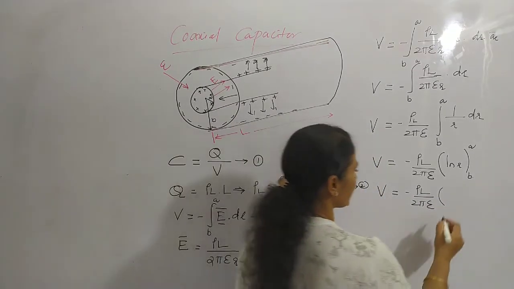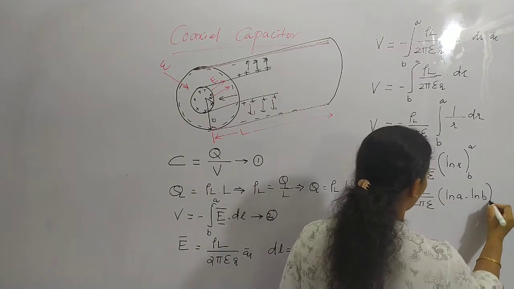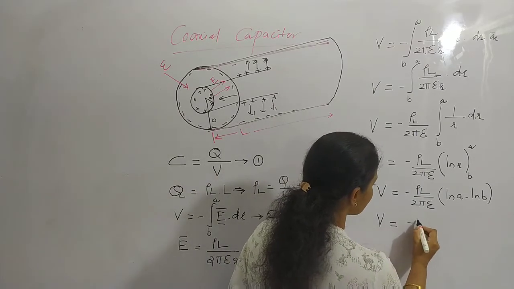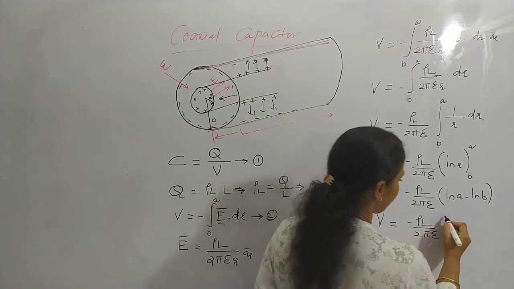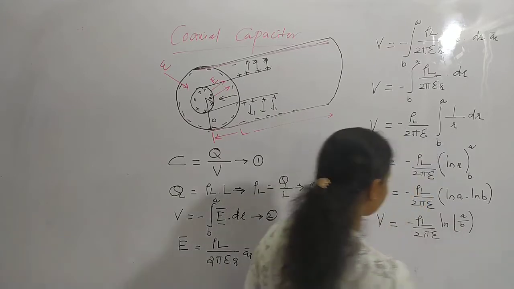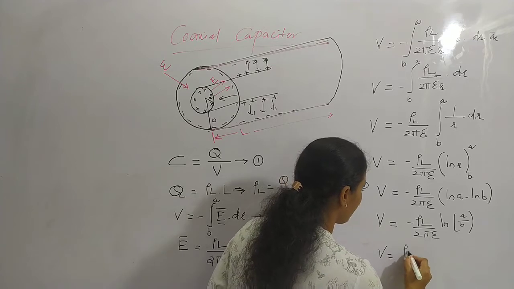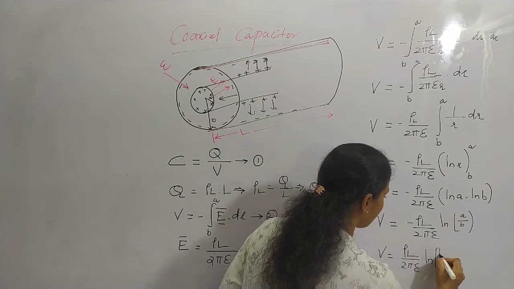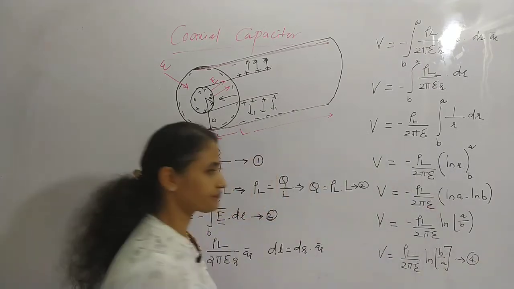Substituting the upper and lower limit, log a minus log b. So log a minus log b is also written as log a by b. So I will write this as log a by b. If I take this minus sign inside, rho_L by 2 pi epsilon log b by a. Let this be equation 4.